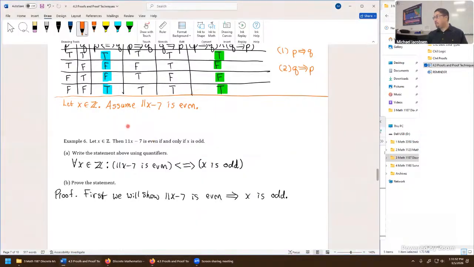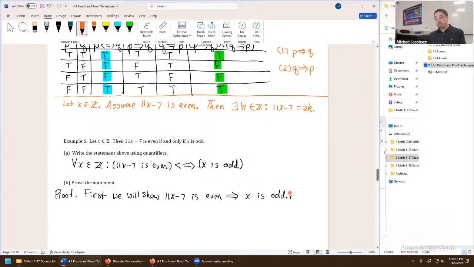So if we just keep following our nose on this and use that next definition, we would say this on paper. There exists some integer k such that 11x minus 7, the moment you say it's even, it means it's double some other integer. So we say it's equal to 2k.